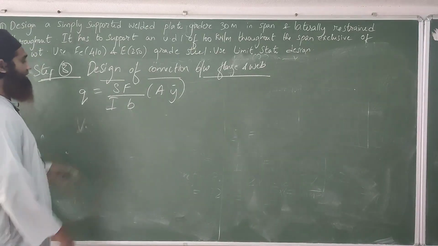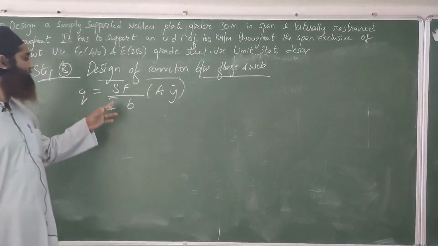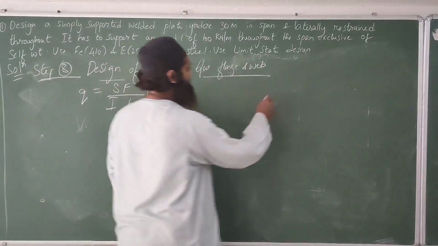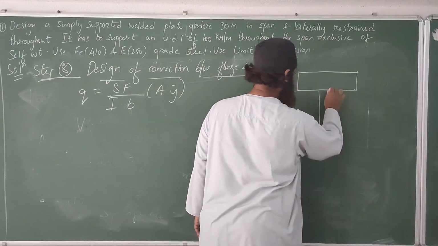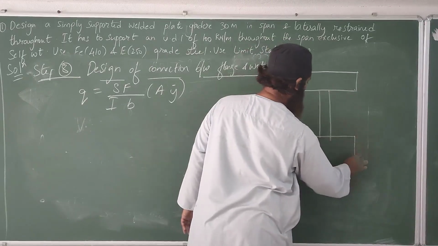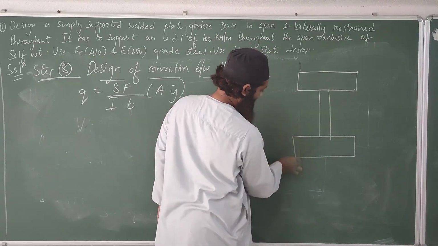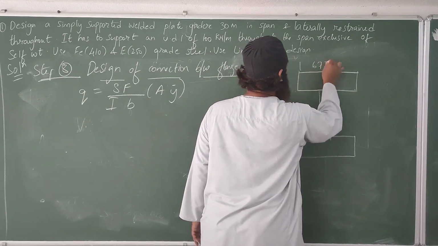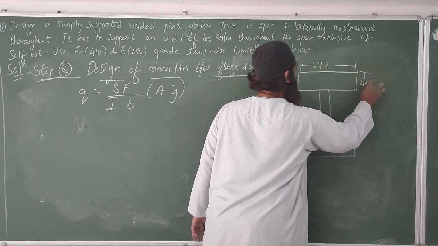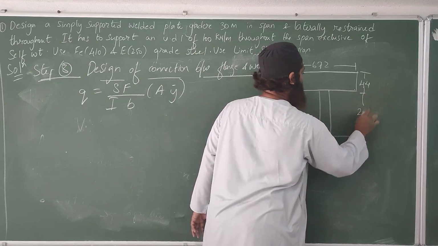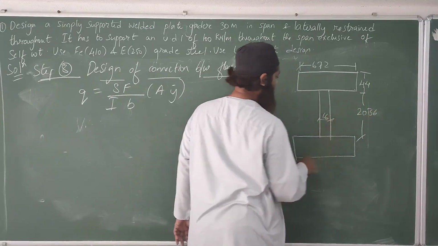You can just check here, shear force by I B, into A. So we'll have to calculate the moment of inertia. We'll just calculate it. This is 672. This is 44. This is 2036. You will need the values till the end. You will need all the values.